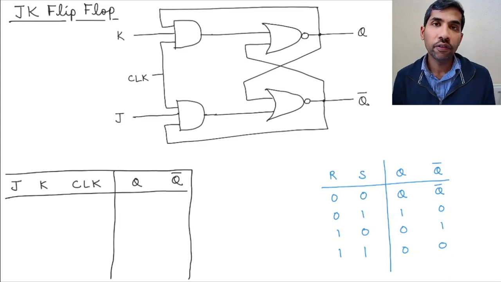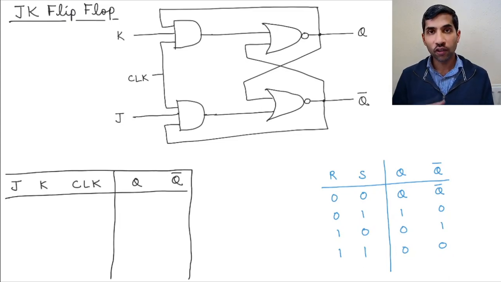Hi, let's continue our journey through the land of flip flops and look at this slightly more complicated flip flop. The flip flop on the screen here is called a JK flip flop, and the complexity basically arises from the fact that you use three input AND gates at both the inputs, and you take the Q and the Q bar outputs and feed them on to the inputs. Now let's see what difference this makes.